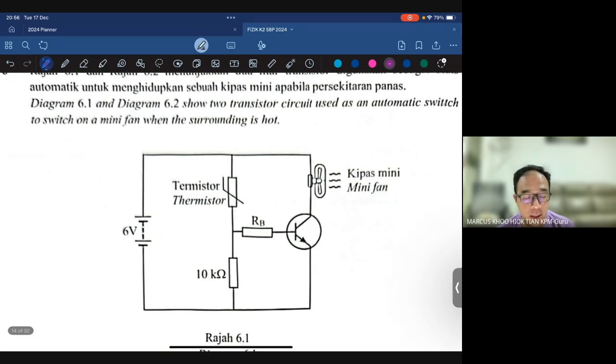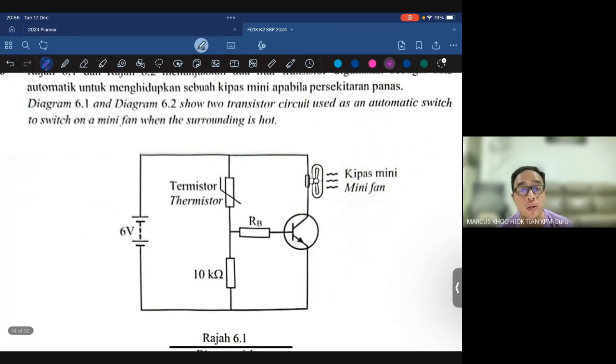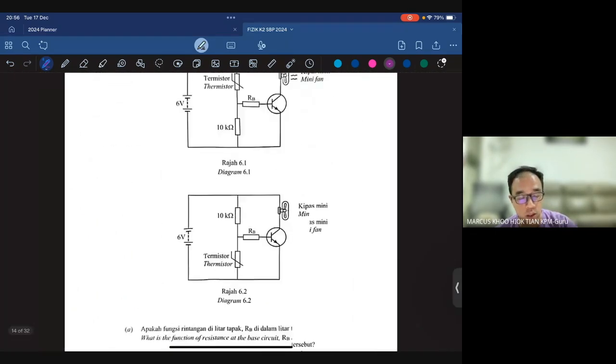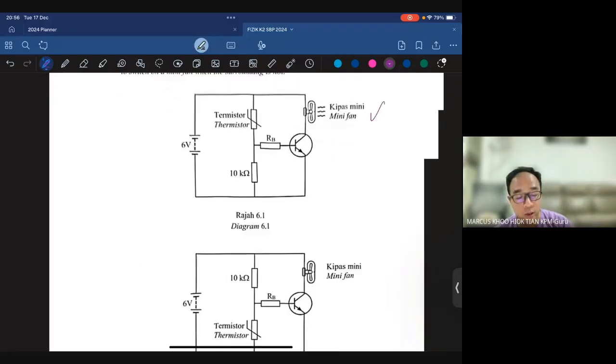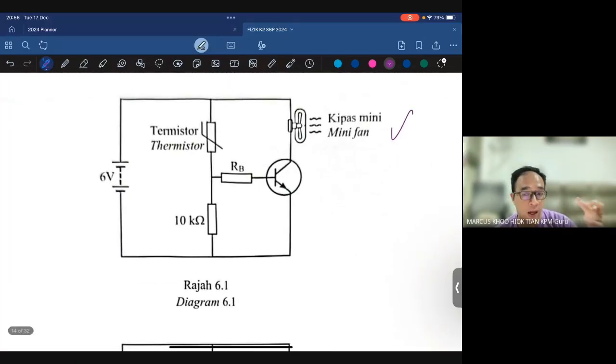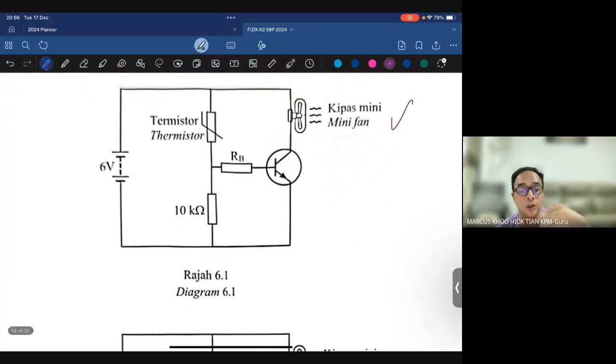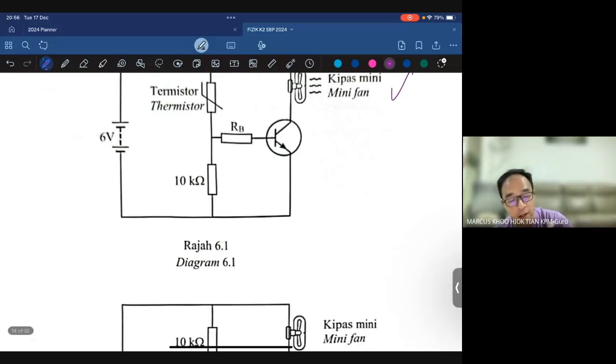Diagram 6.1, 6.2 show 2 transistor circuits used as automatic switch. So ada dua switch di sini. Obviously, in one the fan is working and in the other one the fan is not working. So this brings us back to the thing that we have to remember. If you're my student, you know this. In order for the fan to work, we work our way backwards. The transistor has to be on.